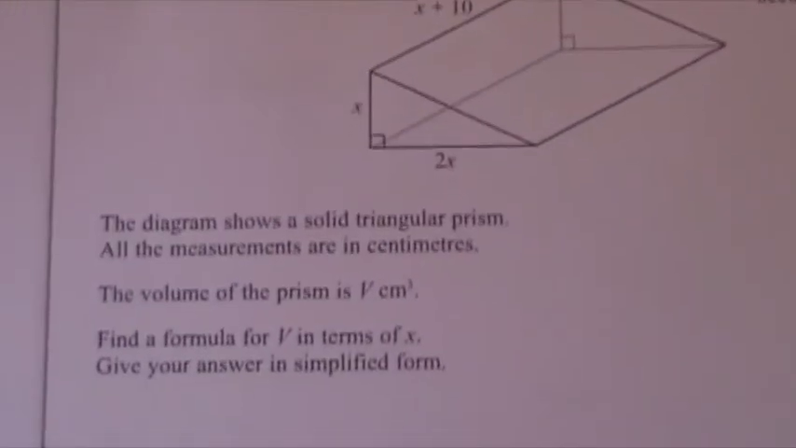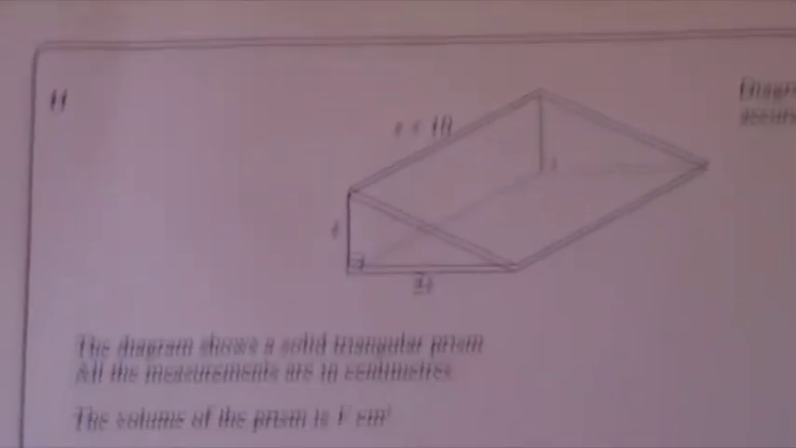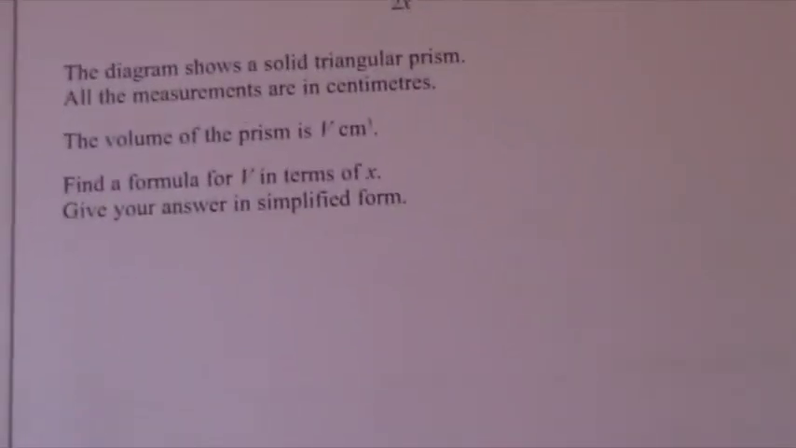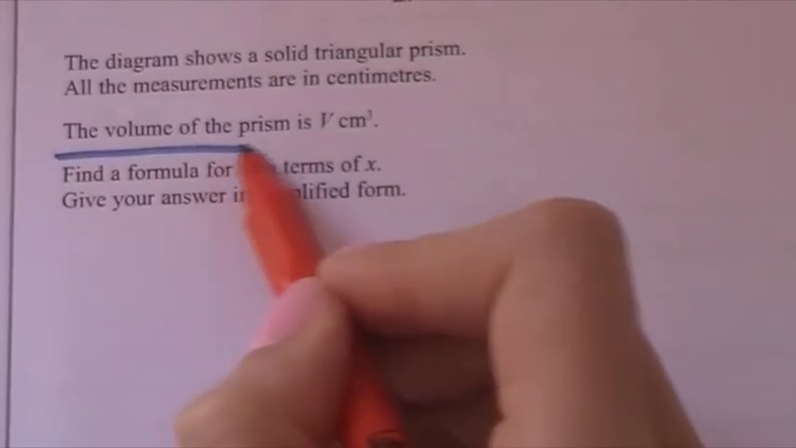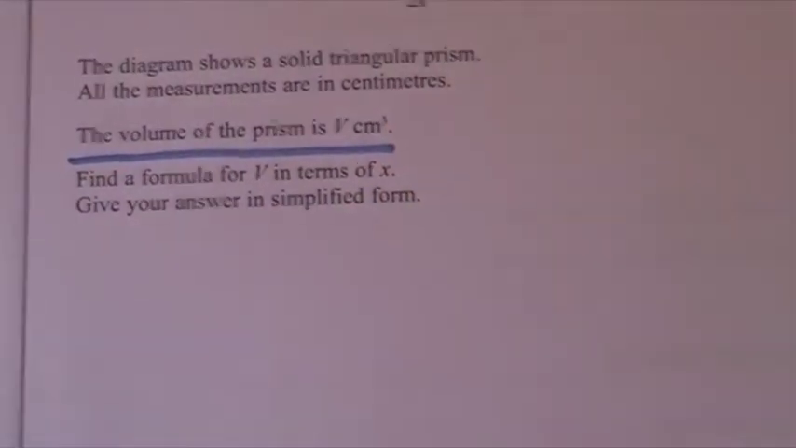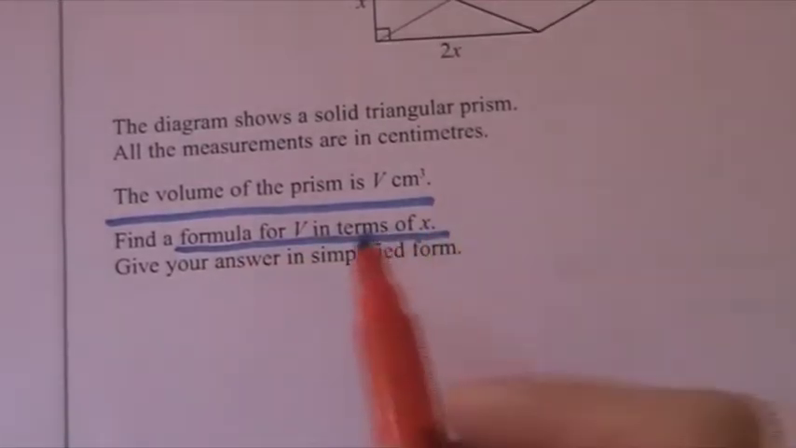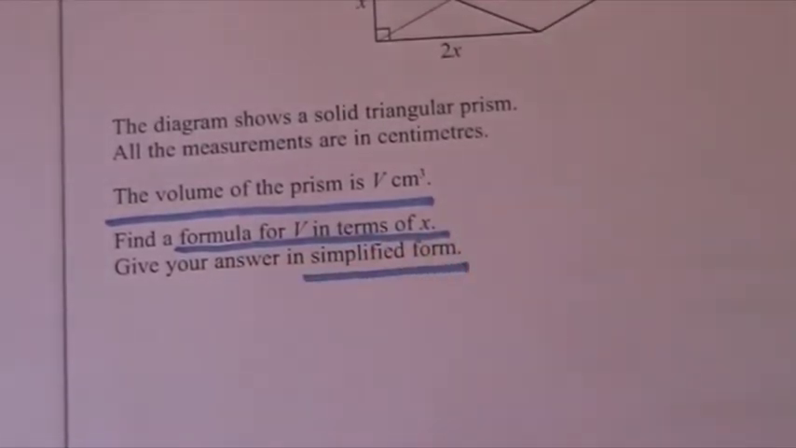Question 11. The diagram shows a solid triangular prism. All the measurements are in centimetres. The volume of the prism is V centimetres cubed. Find a formula for V in terms of x and give it in your simplest form.